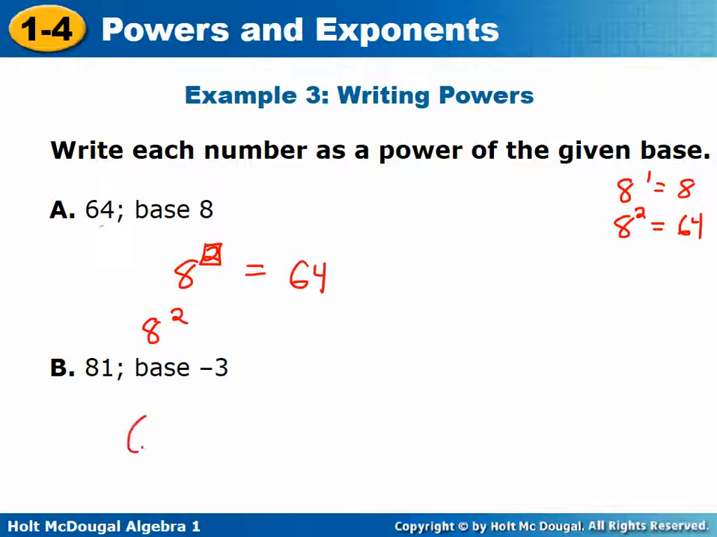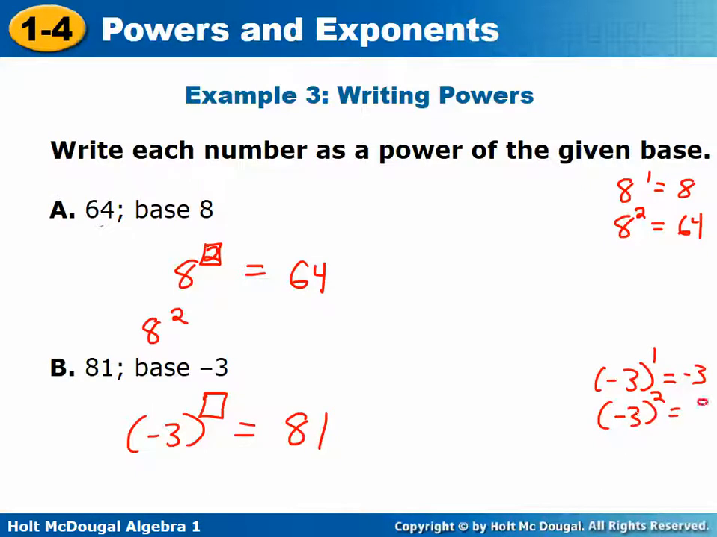The base is -3. I'm putting it in parentheses because the base is a negative number. It needs to be in parentheses. And I have to figure out what exponent to use so that I get an answer of 81. Well, let's try some. If we had -3 to the 1, that would be -3. If I had -3 to the second power, -3 times -3 would be a +9. That's not the answer.